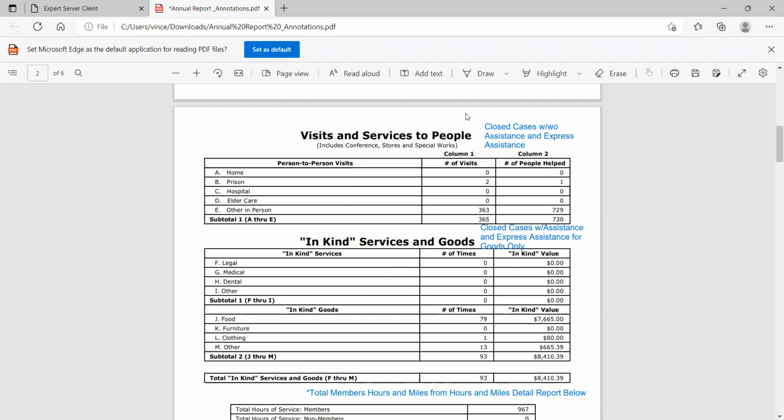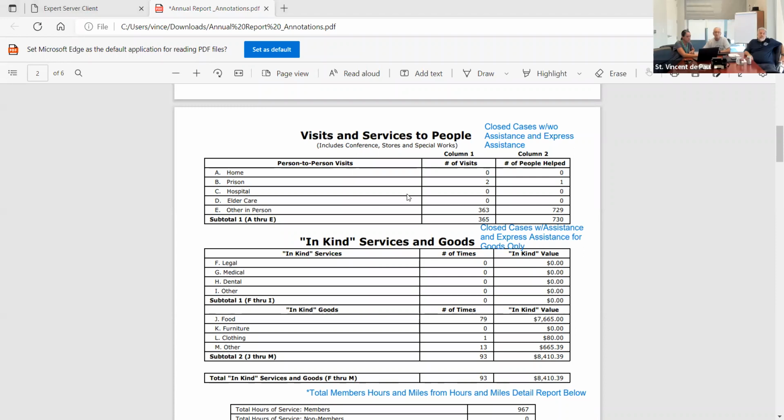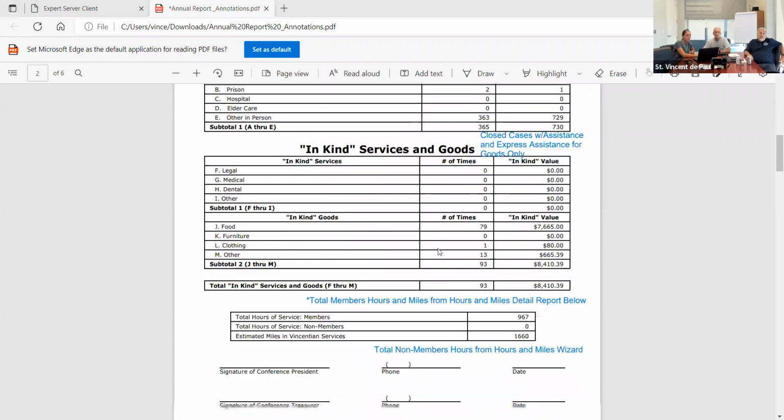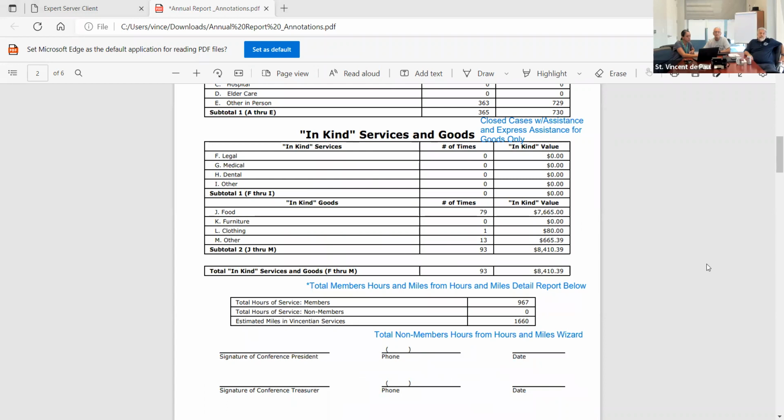Next section. Okay, so we did visits and services. How about in-kind services and goods? The information again comes from closed cases with assistance and Express Assistance for goods only. That's this section right here. Express Assistance doesn't deal with these categories, if you will. That comes directly from in-kind, from your assist types when you're in your workflow.